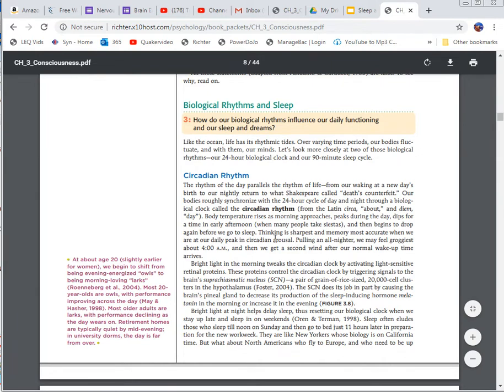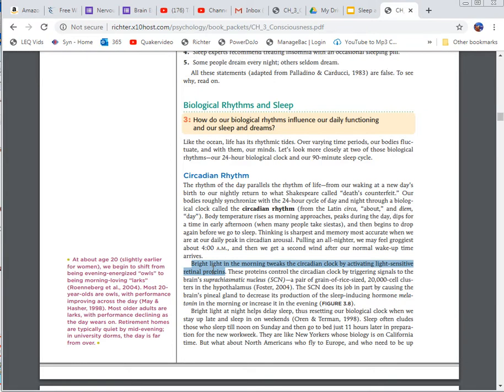Now, thinking is sharpest and memory is most accurate when we are at our daily peak in our circadian arousal. Pulling an all-nighter, we may feel groggiest about 4 a.m., but then we may get a second wind. Bright light in the morning tweaks the circadian clock by activating light-sensitive retinal proteins. So that's a key thing to me. That's describing how this works. So the bright light, the light against our retina, is what's triggering this rhythm.